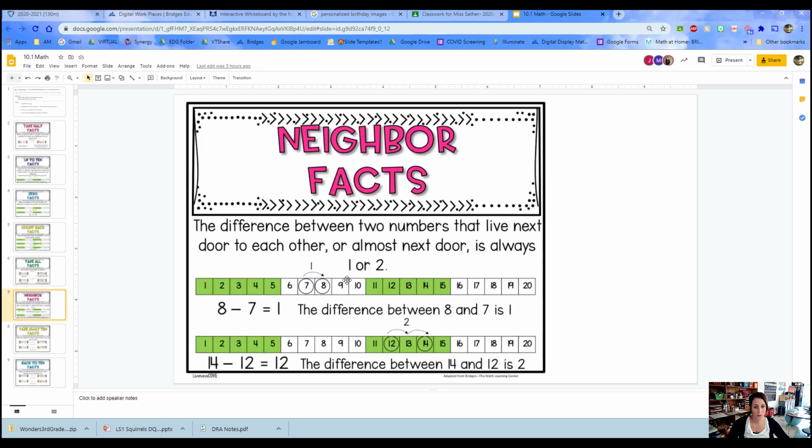Neighbor facts are ones that are really close to each other. So if you look at the problem 8 minus 7, 8 and 7 we know in our brains are really close to each other. We just count how far away they are. To get from 7 to 8, you count 1. So 8 minus 7 is 1.